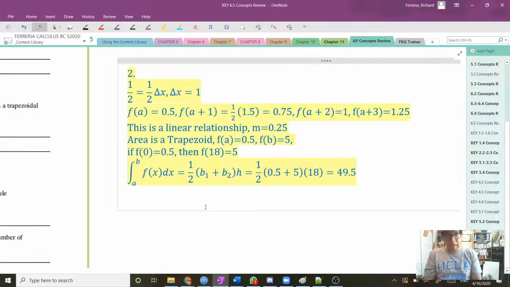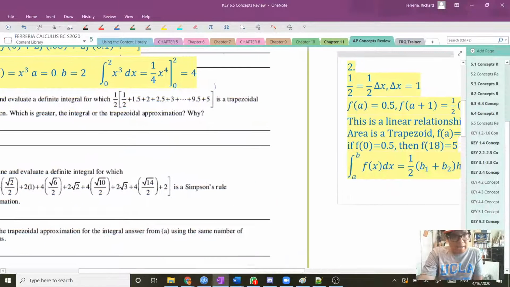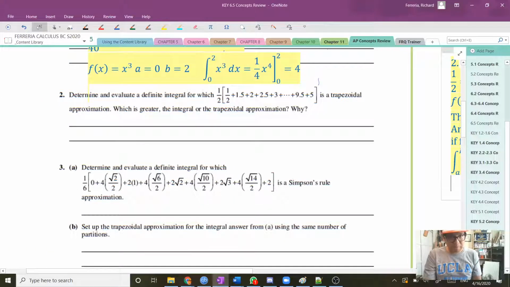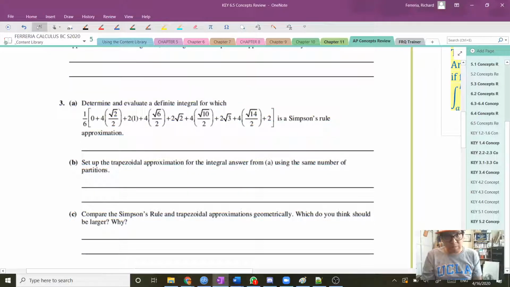It's very tricky. I think this is a tricky question because you really need to figure out exactly what that function was, and it's not quite obvious all the time. And which one is greater, the integral or the trapezoidal approximation? And actually, in this case, they're both equal to each other since the shape is a trapezoid. So trapezoidal approximation is equal to the trapezoid. Imagine that.